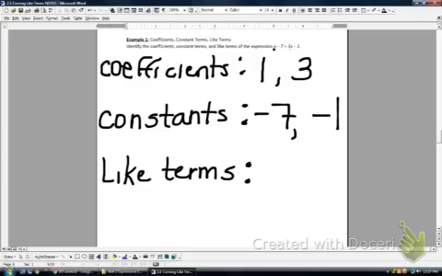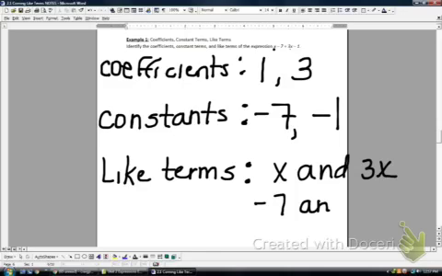Then the like terms, I look at things that match based on variables. So I have an x and 3x. Those both have x's in them, so they are like terms. Then I have -7 and -1. Those are also like terms. They're like terms because they have no variable.